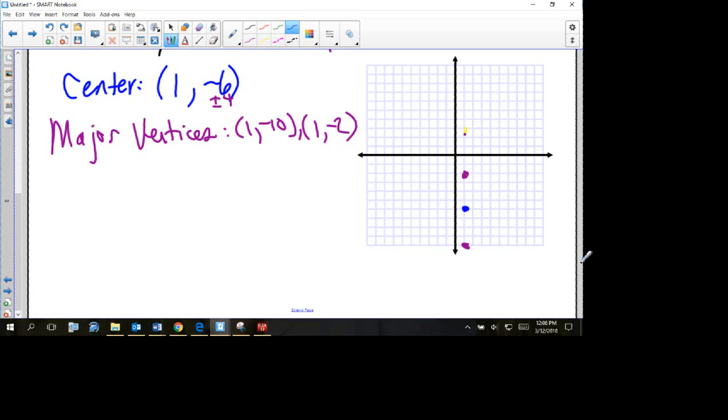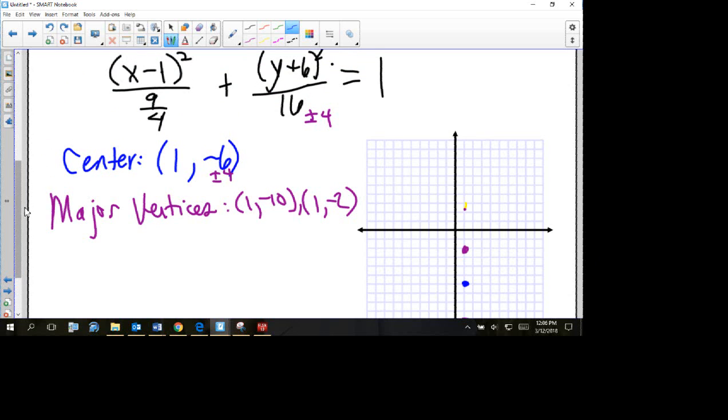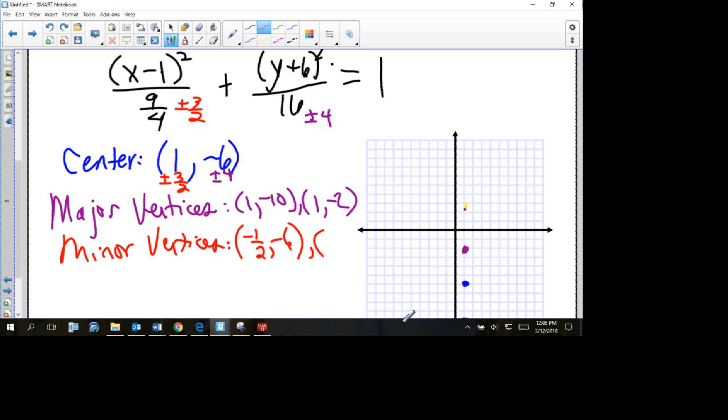Okay, so that means for the minor vertices, we're going to square root the other value and put that with the x's. That's better, it's probably what it was. So we're going to square root 9/4. That's going to give me plus or minus 3/2, and I'm going to add or subtract that to the x's for my minor vertices. So I will have (-1/2, -6) and (5/2, -6).